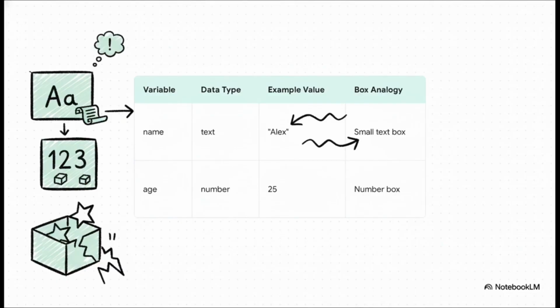So check this out. If you have a variable called name that's holding the text Alex, that's like using a box made specifically for text. But if you have another variable for age that's holding the number 25, that's a totally different kind of box, right? It's one made just for numbers. You can't just shove anything into any box. It has to be the right fit.